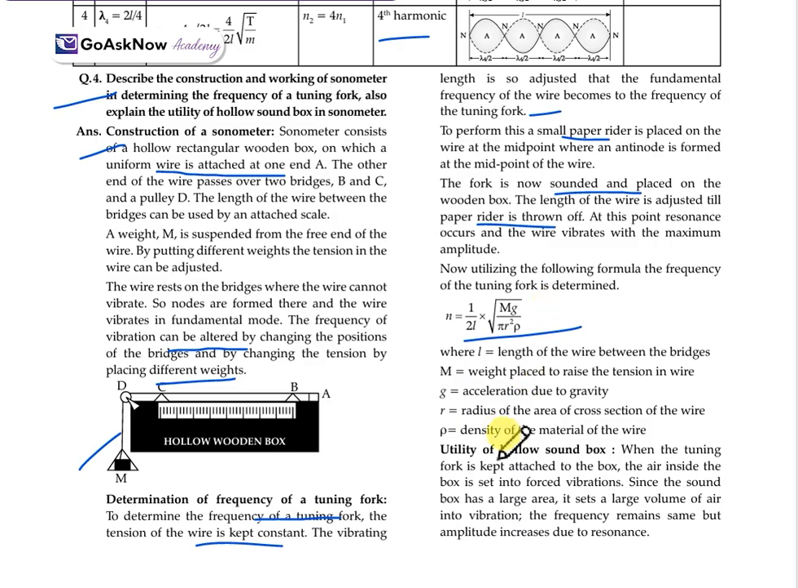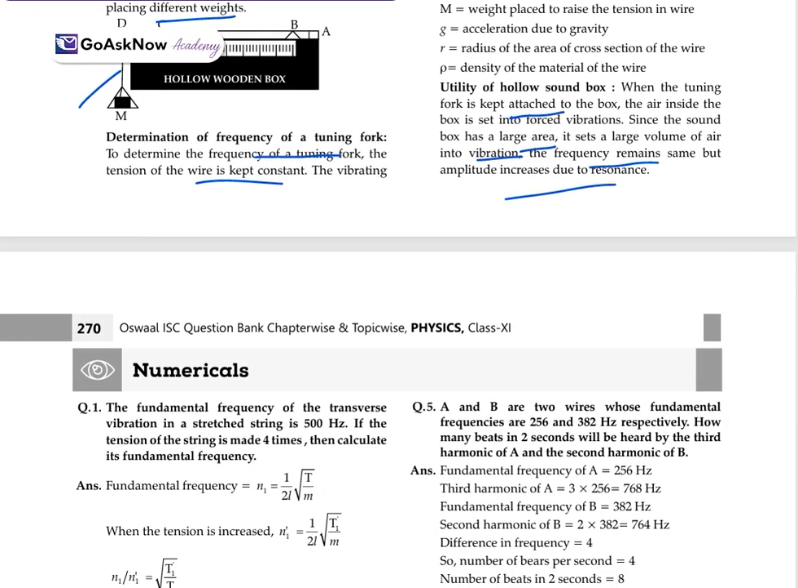So the utility of the hollow sound box is that when the tuning fork is kept attached to the box, the air inside the box is set into vibration, and since the sound box has a large area, a large volume of air is set into vibration. The frequency remains the same but the amplitude increases due to resonance. So this is the utility of the sound box. This is all about the sonometer.